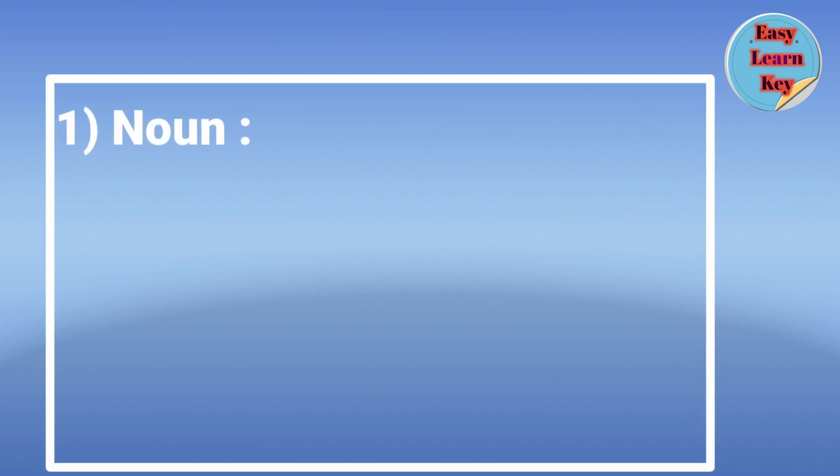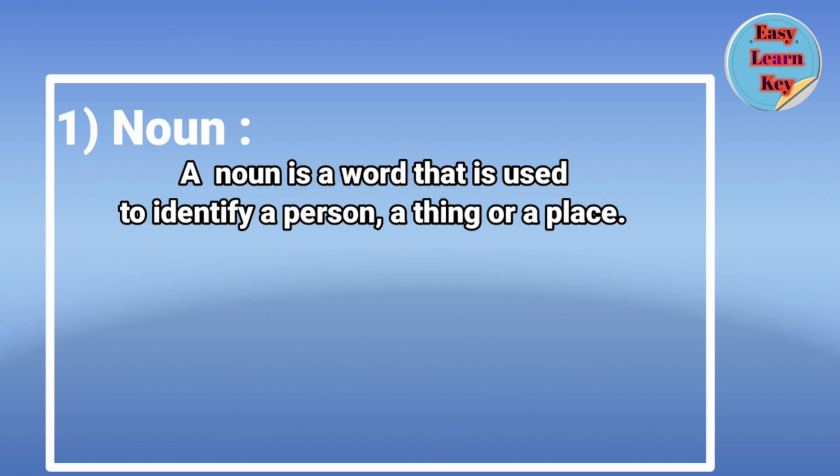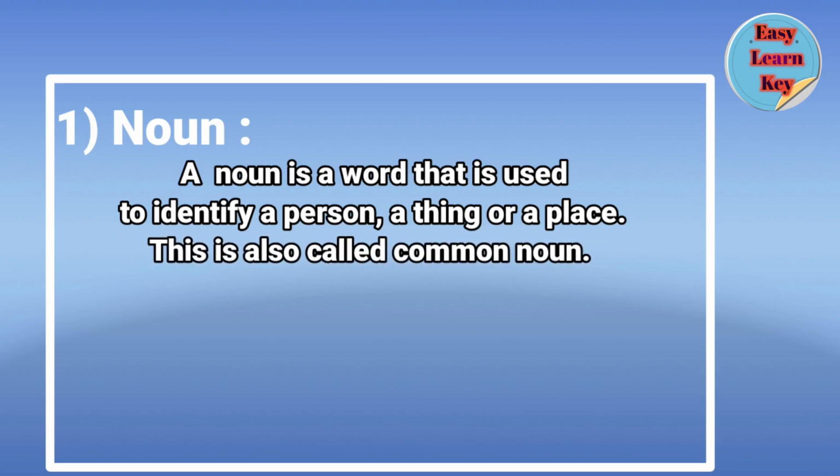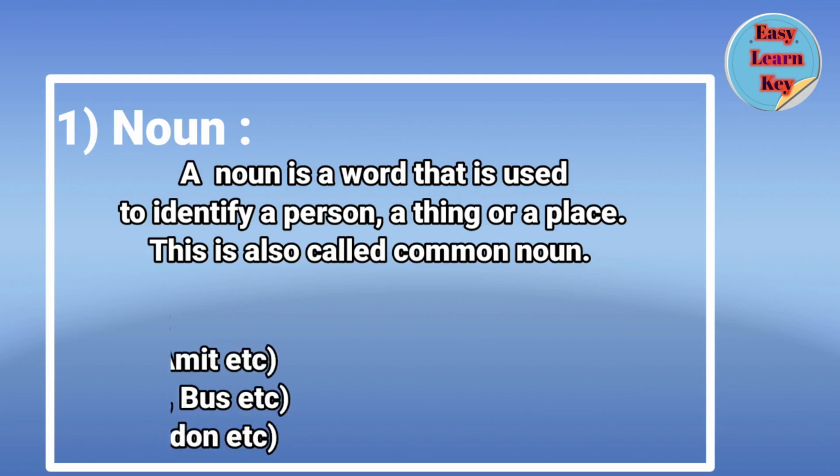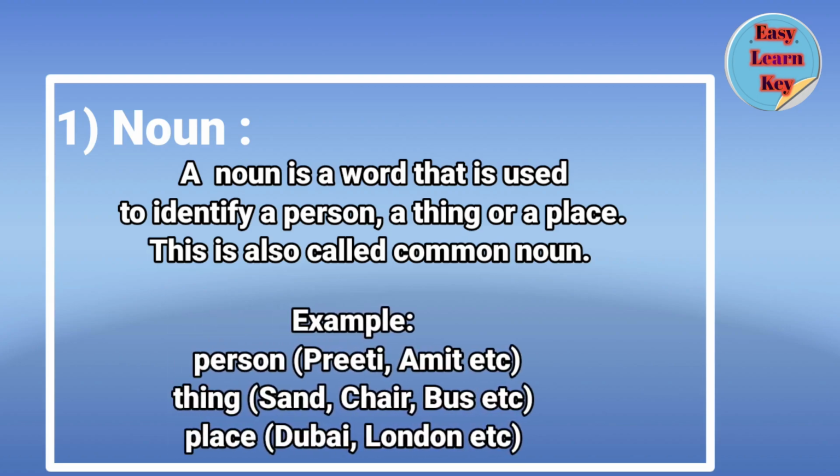First, noun. A noun is a word that is used to identify a person or a thing or a place. This is also called a common noun. Let's see some examples. For a person, like Preeti, Amit, etc. For a thing, like sand, chair, bus, etc. For a place, like Dubai, London, etc.